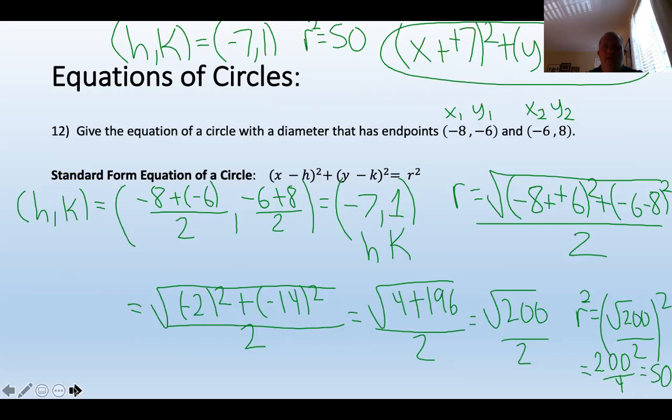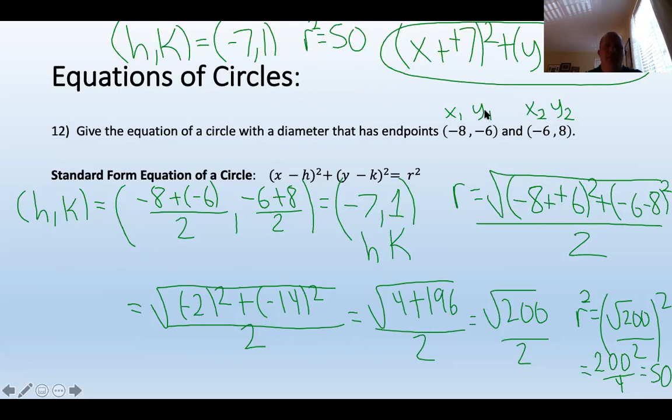Number 12 says, give the equation of a circle with a diameter that has endpoints (-8, -6) and (-6, +8). This is another distance formula problem. Now, if we have a circle that has 2 points that are endpoints of a diameter of the circle, then we need to find the midpoint between those 2 points to find the center of the circle. Because the center of the circle is halfway between the endpoints of the diameter. So we're going to use the midpoint formula between the 2 points.